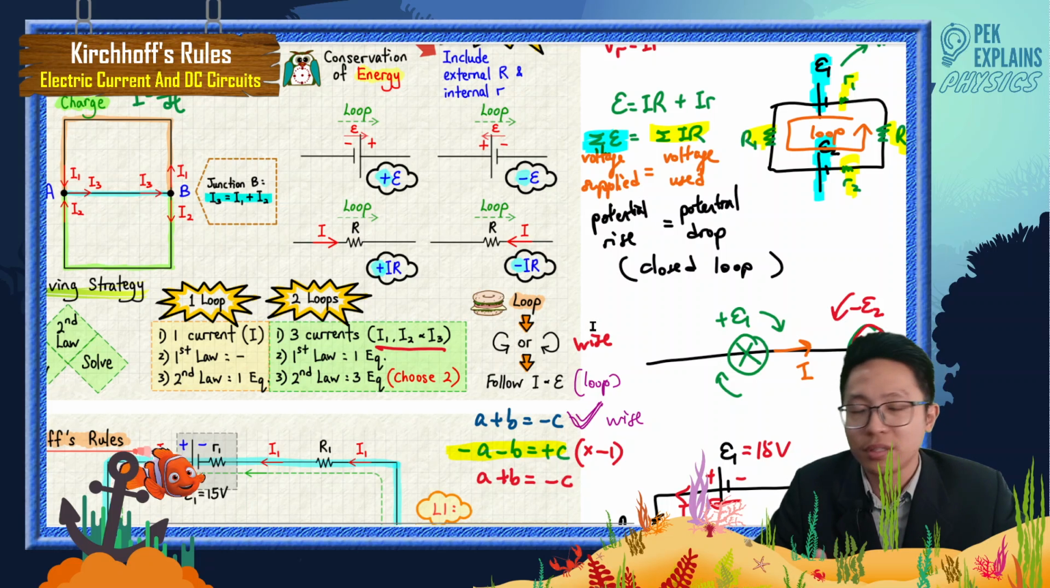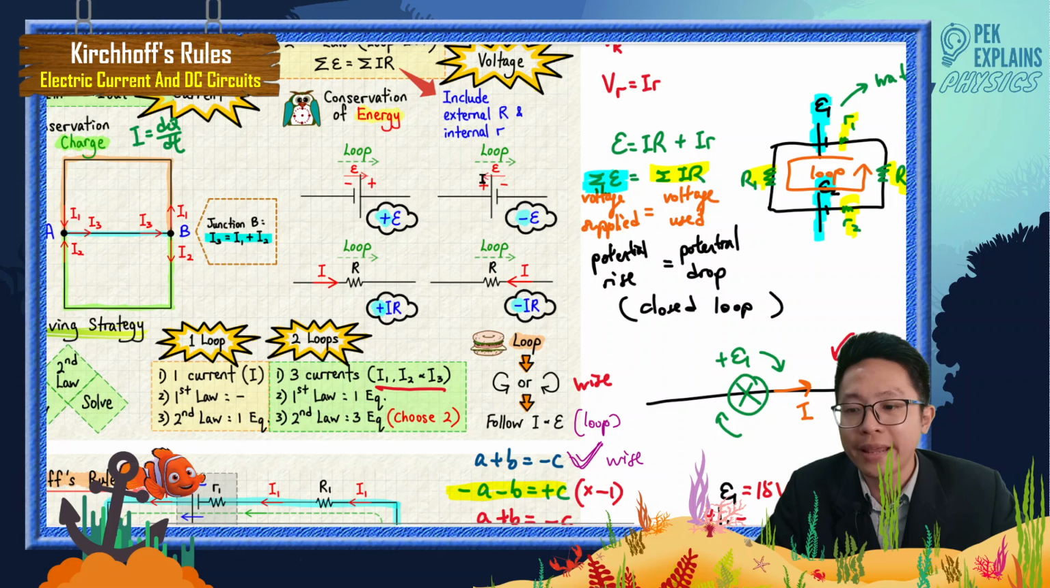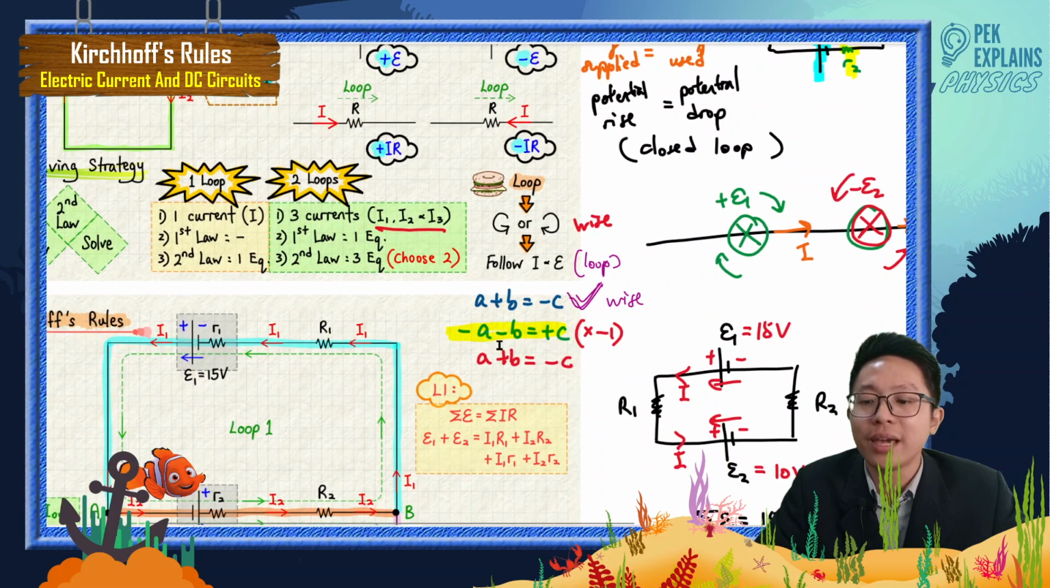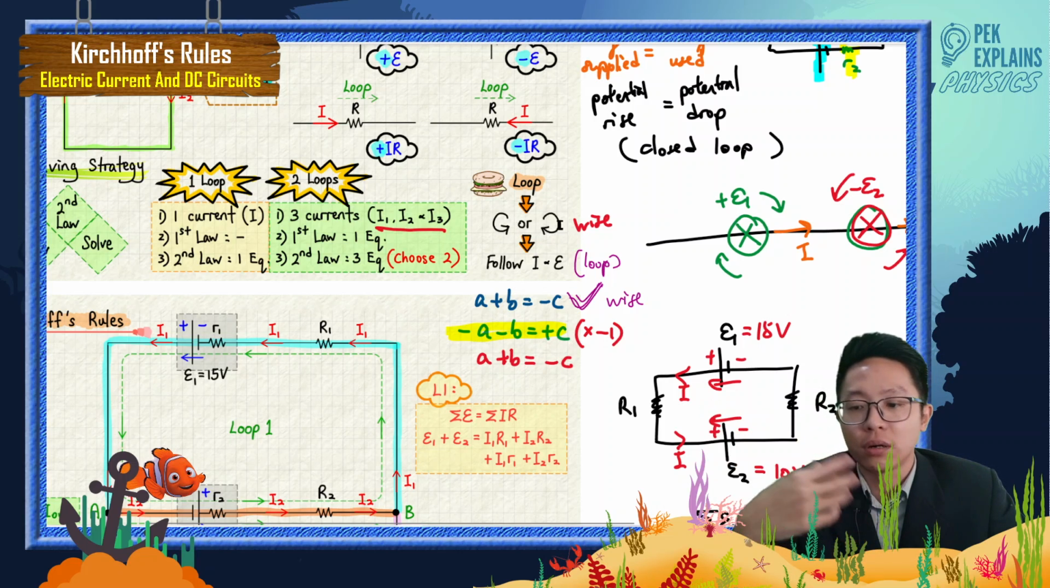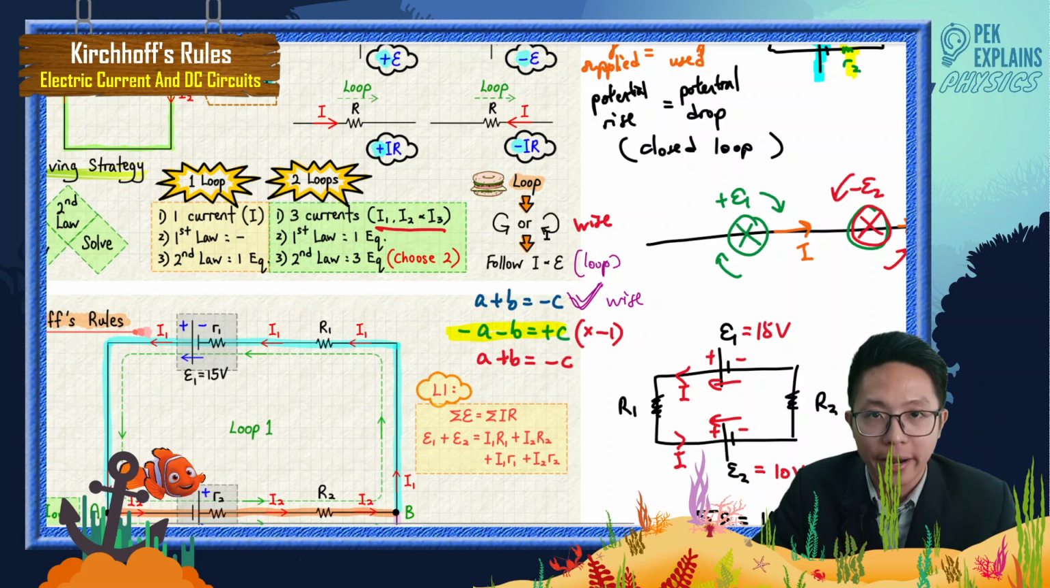Even if you choose an unwise loop direction, going against the direction of the EMF or the current, never mind. You still get the correct equation. You still get negative A, negative B equal to positive C. If you multiply -1 on both sides, you still get back the same equation as the wise choice. You understand? So anti-clockwise or clockwise, both are correct. Okay? It's just a matter of wise or unwise.